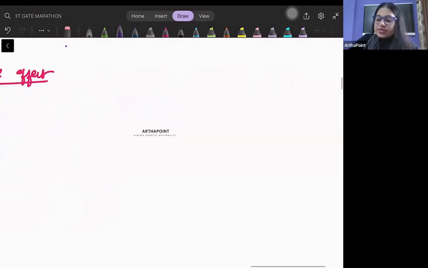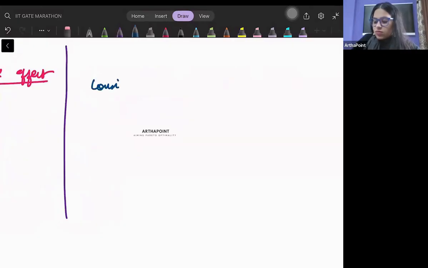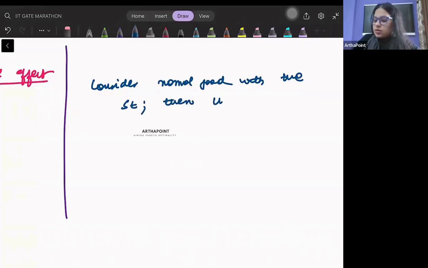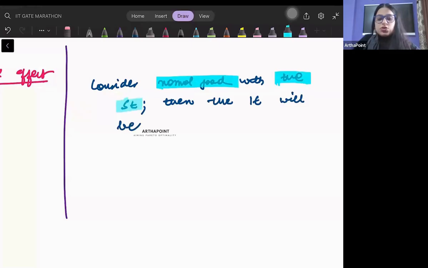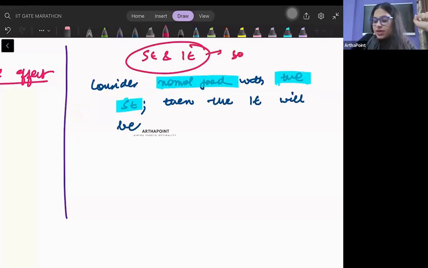But suppose they have written in the question, "consider a normal good with positive substitution effect, then the income effect will be..." If they have written something like that, assuming a positive substitution effect, then what do we do? One thing we have to remember about normal goods is that substitution and income effect will also move in the same direction.